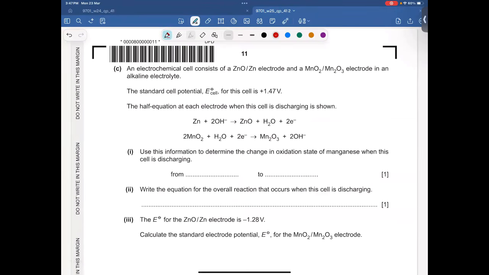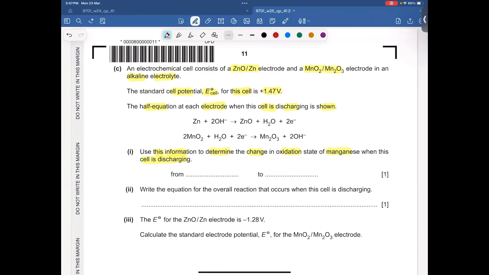An electrochemical cell consists of a zinc oxide and zinc electrode, and a manganese(IV) oxide electrode, in alkaline electrolyte. The standard cell potential for this cell is plus 1.47. The half equation for each electrode of this cell when discharging is shown. Use this information to determine the change in oxidation state of manganese when the cell is discharging. Cell is discharging means when the cell is being used or performs its function, it starts discharging.